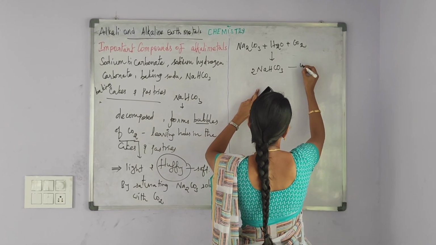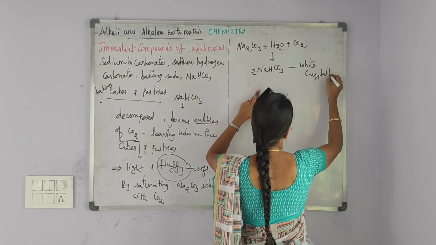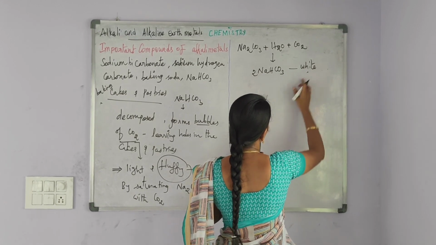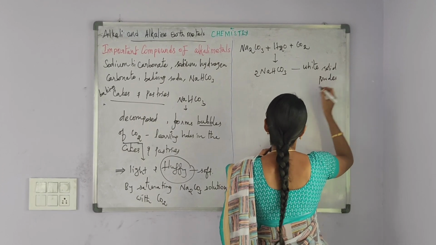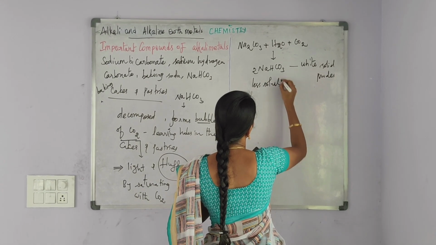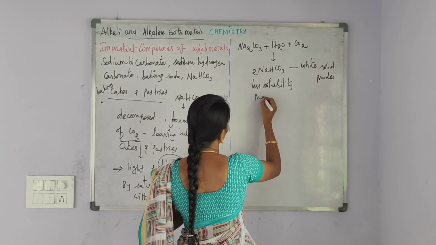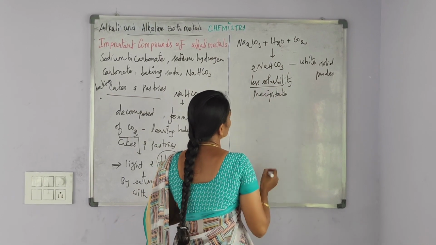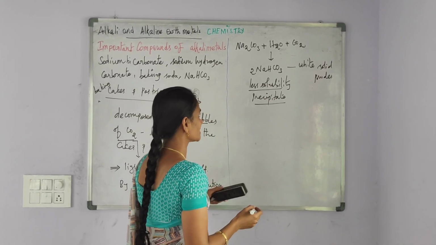Sodium bicarbonate is a white crystalline powder or white solid powder. Sodium bicarbonate has low solubility, so it is removed as a precipitate.